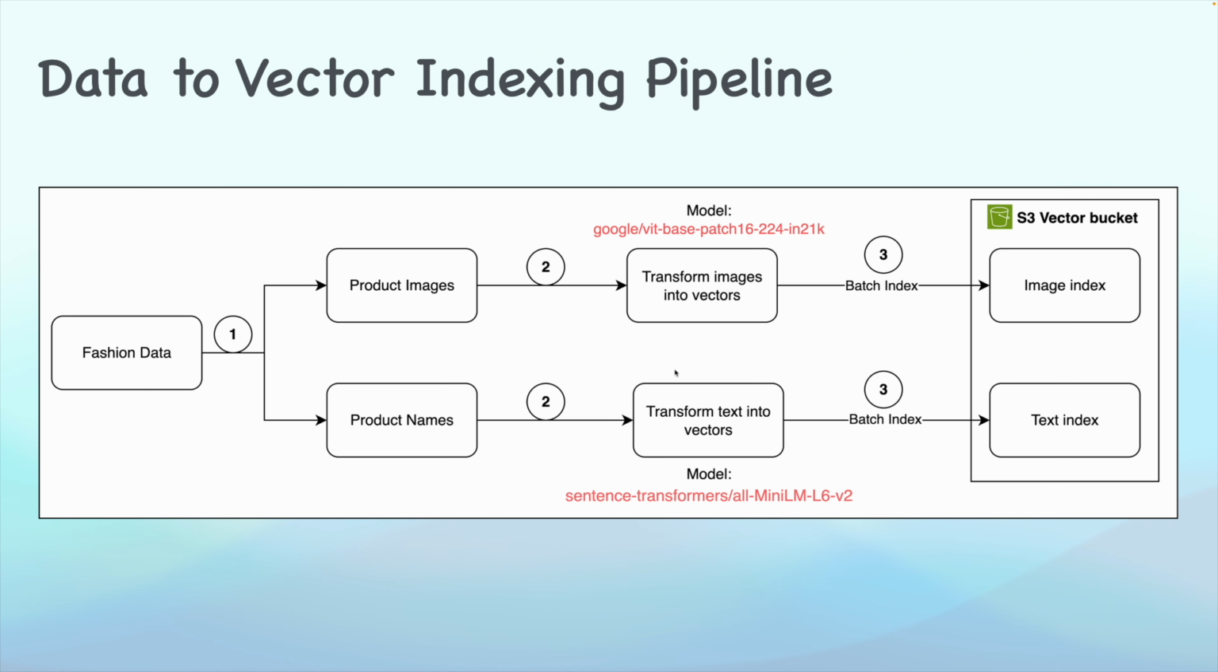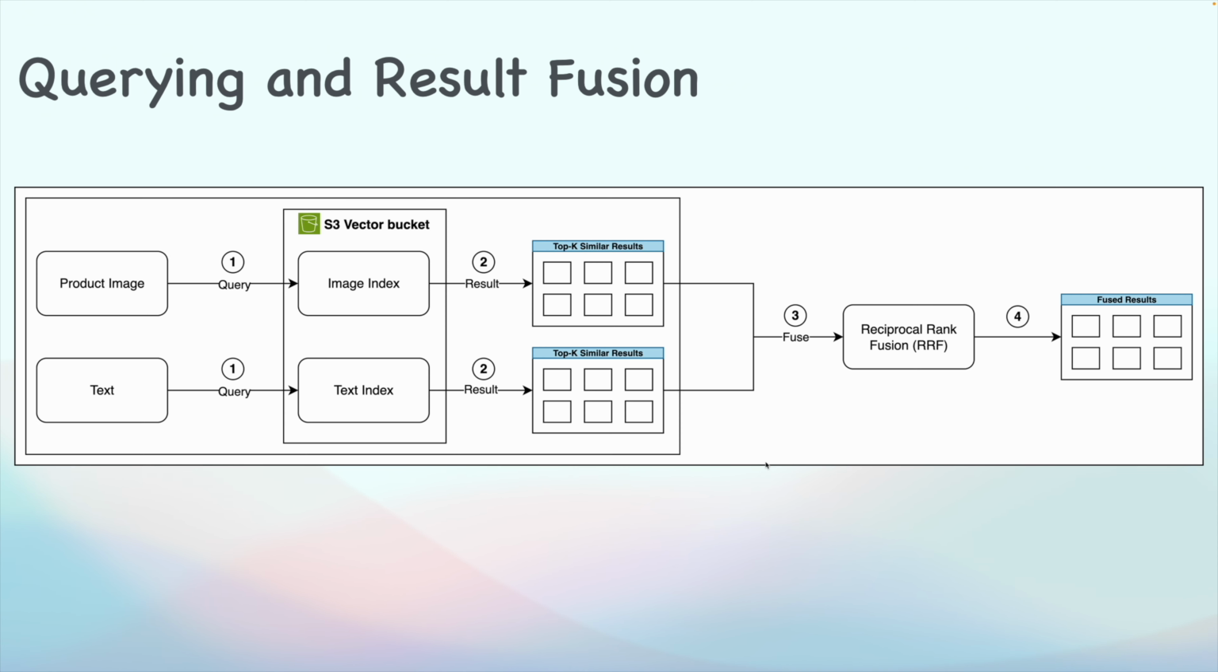Now, once we have all the respective vectors from images and text, we are going to batch those vectors and upload them into the indexes that we have created within the vector bucket. For the image vectors, we are going to upload them into the image index. And for text, we are going to upload the text vectors into the text index. Now at this point, our S3 vector bucket is fully populated with embeddings and ready to be queried. So step 3 is querying and result fusion.